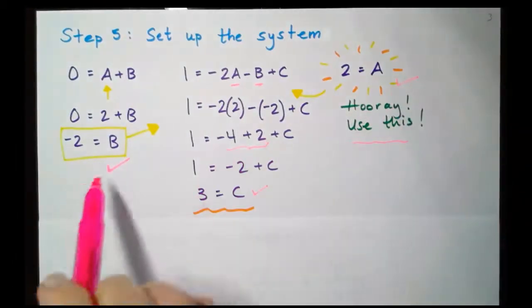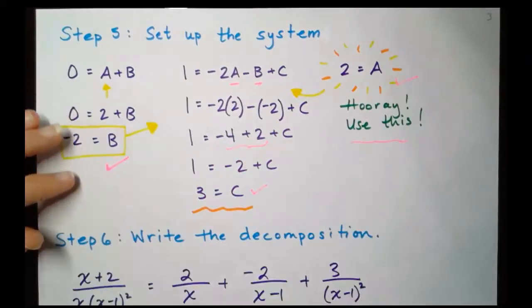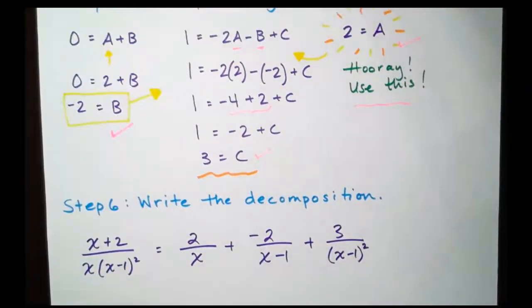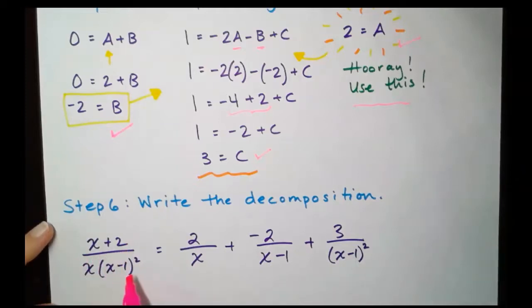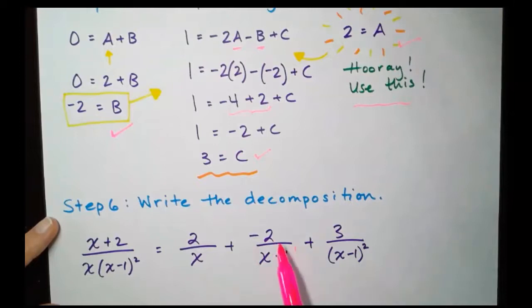We know a, we know b, we know c. Last step, write the decomposition. To write the decomposition, we're just going to substitute in our a value, b value, and c value into that original decomposed expansion. So x plus 2 over x times x minus 1 squared is equal to a over x, which is 2 over x, plus b over x minus 1. Remember, that was to the first power. So that's negative 2 over x minus 1 plus 3 over x minus 1 quantity squared.